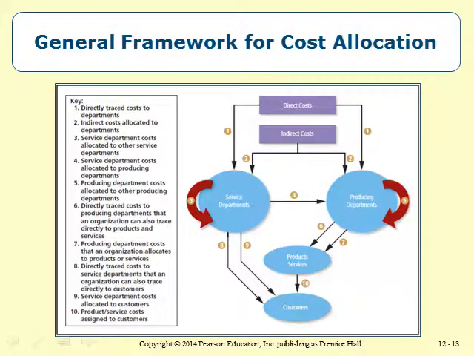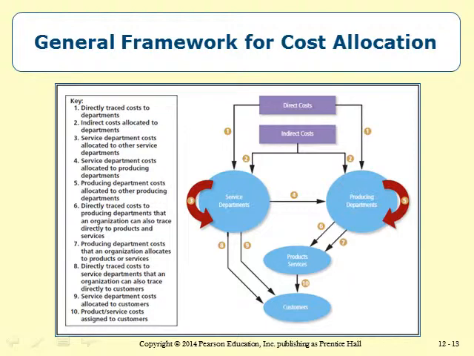And so what we see here is then the general framework for cost allocations. So first we have costs directly traceable to departments. Then we have these indirect costs allocated to departments. And we'll see by arrow 3 that we have service department costs allocated to other service department costs. We have arrow 4, which shows us service department costs allocated to producing departments. Arrow 5 shows us producing department costs allocated to other producing departments. Arrow 6 shows directly traced costs to producing department that an organization can trace directly to products and services.